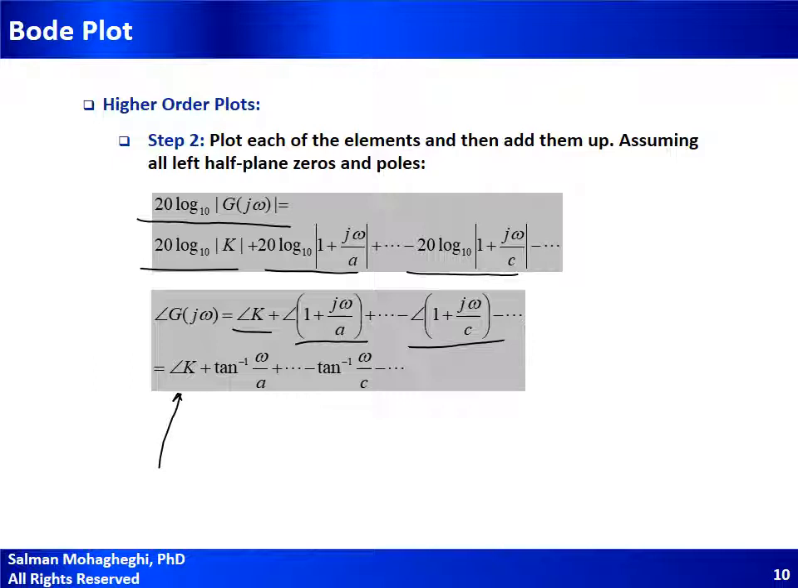The angle of the second term is going to be tangent inverse of the imaginary part, which is omega over a, divided by the real part, which is 1. And we do the exact same things that we've been doing so far in order to find that. So to recap, what we have to do is to find the magnitudes of the individual terms and find the phase angles of individual terms based on different frequencies, and then add everything together. Once you add everything together, you will get the Bode plot for that higher order system.